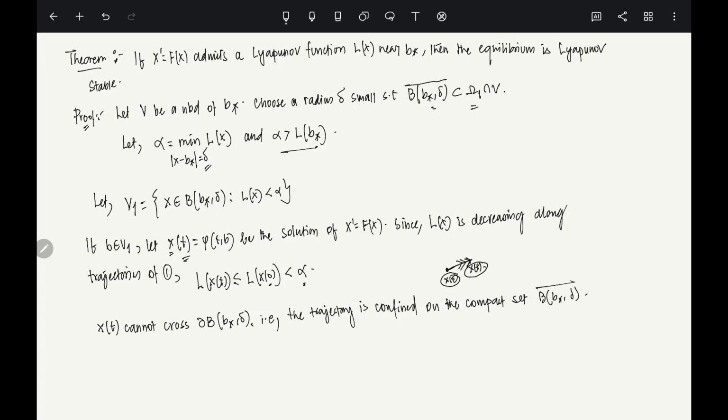If you have a trajectory which is confined on a compact set, then what happens? Therefore, the solution exists for all time t greater than 0. Moreover, we can say that x(t) is contained in the ball with center V star and radius delta, which is containing V. That's what we assumed. And this actually shows that V star is Lyapunov stable.